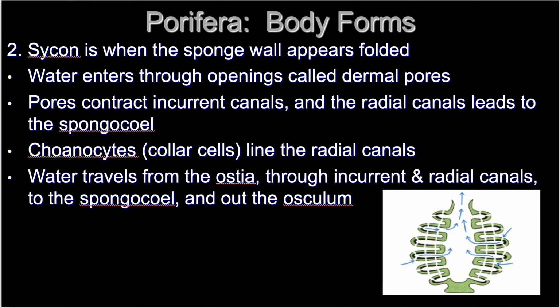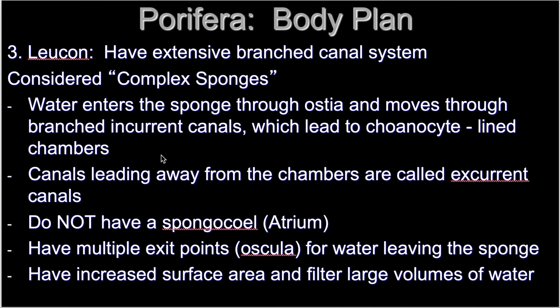All right, the last one is the Leucon sponge. They have an extensive branched canal system, and they're considered complex sponges, even though they're really not that complex because, let's face it, it's a sponge, right? Water will enter the sponge through the ostia and move through branched incurrent canals, which lead to choanocyte-lined chambers. The canals that lead away from the chambers are called excurrent canals. They do not have a spongocoel, so there's no atrium in these sponges. They do have multiple exit points called oscula for water leaving the sponge, and they have an increased surface area, and they can filter very large volumes of water.